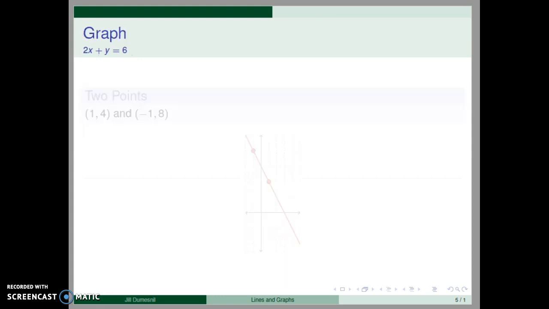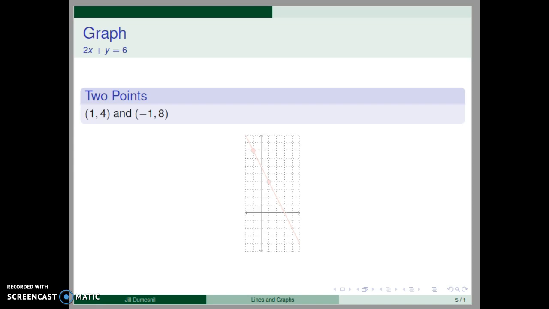To produce the graph, we plot the points (1, 4) and (-1, 8). First, we draw our coordinate axes and mark a grid or scale. Plot the point (1, 4), plot the point (-1, 8). Connect them with a line. Be sure to extend the line beyond the 2 given points to indicate that the line continues.